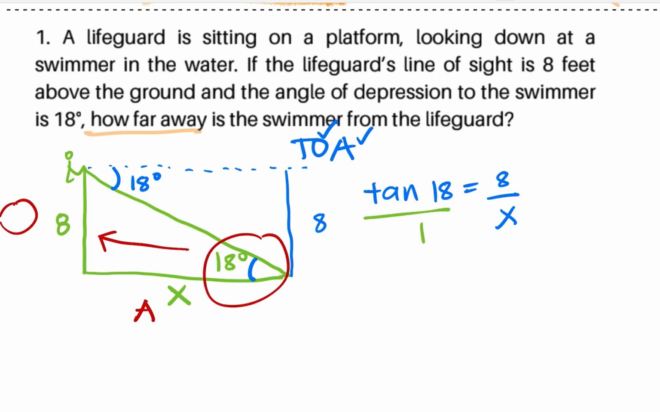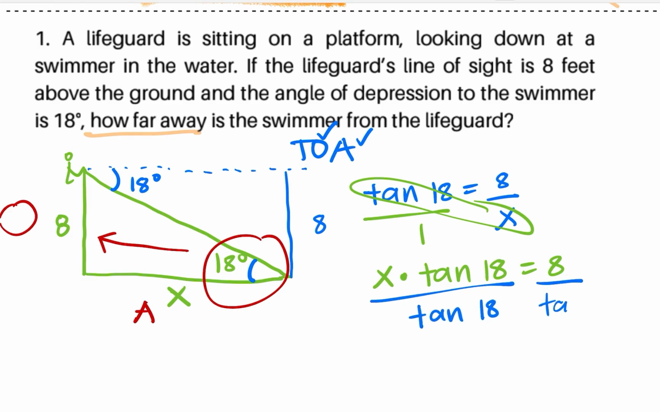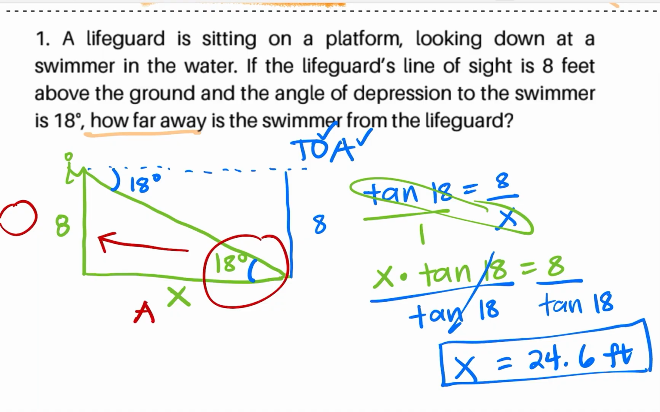Divide this by 1. We're going to cross multiply, so this will be x times tangent 18 equals 1 times 8, which is 8. Divide both sides by tangent 18. So x equals 24.6 feet if we round our answer to the nearest tenth. So the swimmer is 24.6 feet away from the lifeguard.